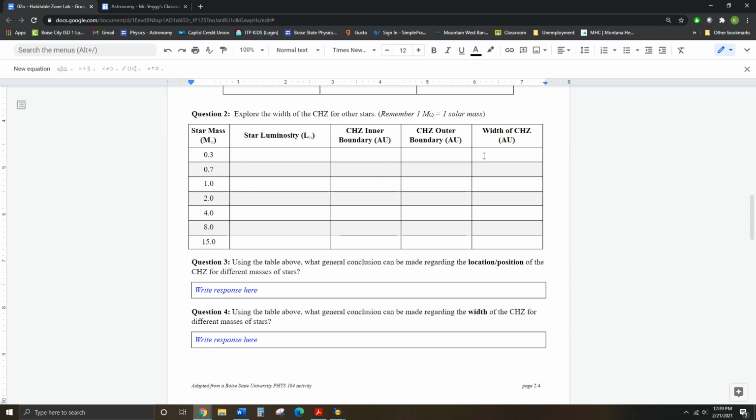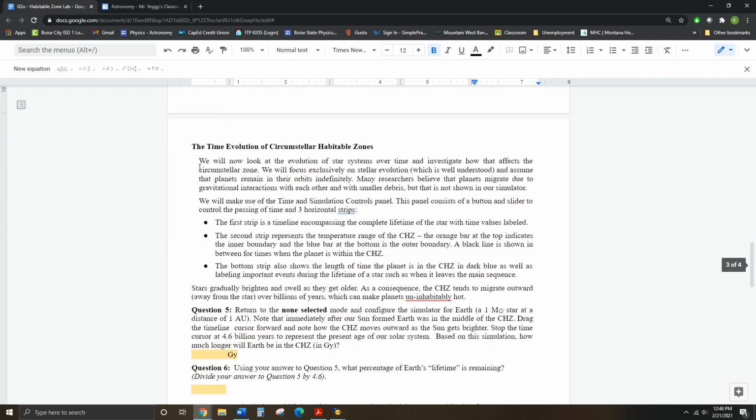And you might be thinking, well, the width of the CHZ, doesn't that mean there's more room for planets? Doesn't that mean there's more room for liquid water if that's a bigger CHZ? Absolutely. That's totally true. But one thing that we haven't considered so far is time. And that's where this comes in. So we're looking at the evolution of star systems over time, and we're going to investigate how that affects the CHZ. We'll focus exclusively on stellar evolution and assume that planets remain in their orbits indefinitely.